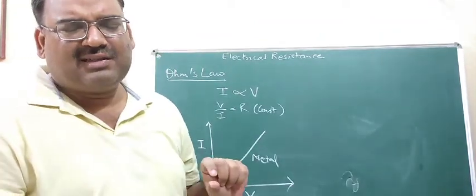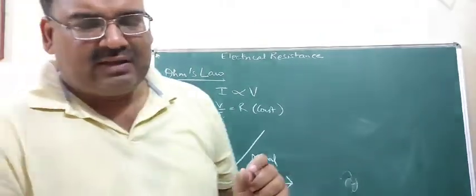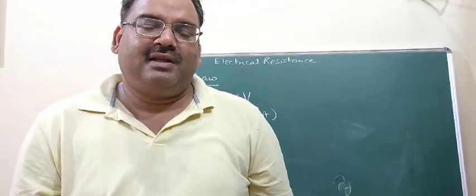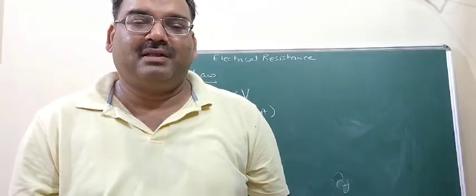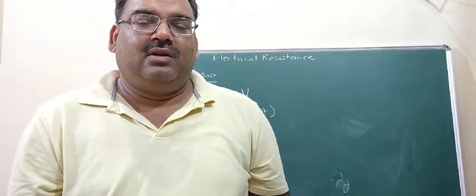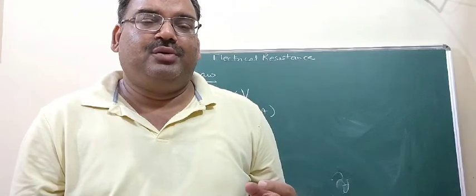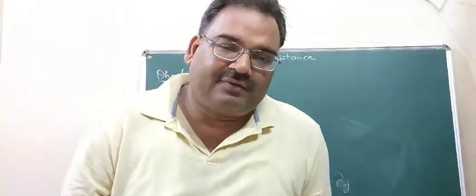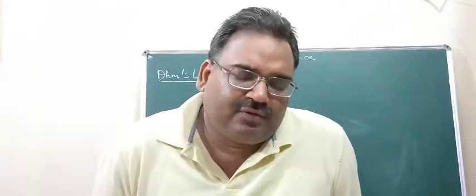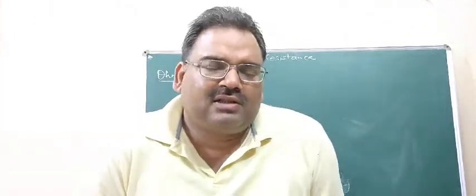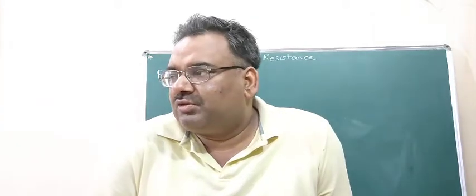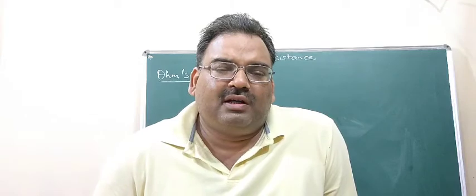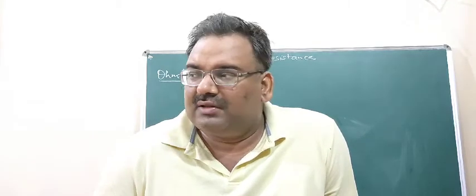Here is a very small example. You get different types of cells. Some are pencil cells, some are bigger cells, and they give different amounts of current. Small pencil cells are used when the current required is very small, and if you require a heavy current, then you use batteries.